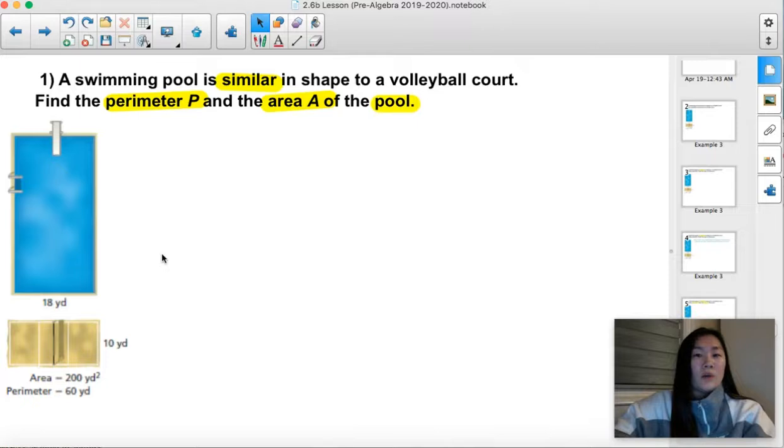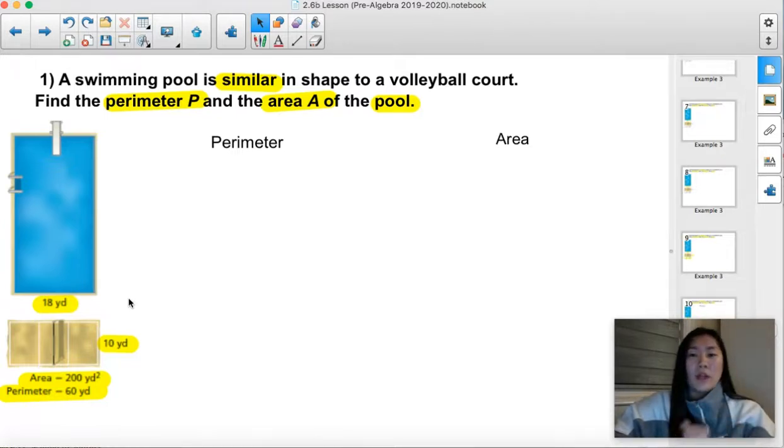And what we know is that we have 18 yards for the width of the swimming pool, 10 yards for the width of the volleyball court, and the area and the perimeter of the volleyball court. So let's set up the proportions. We're going to set up proportions for the perimeter, and then we're going to set up the proportions for the area. So let's first start with the perimeter.